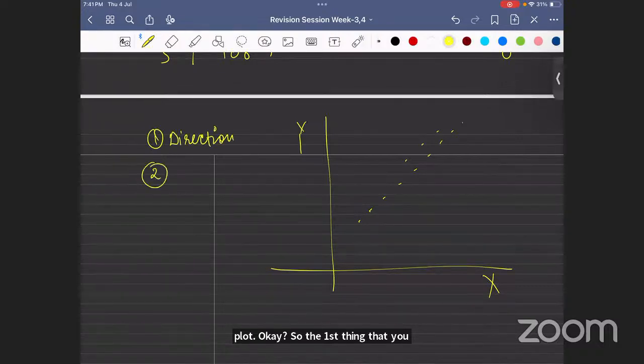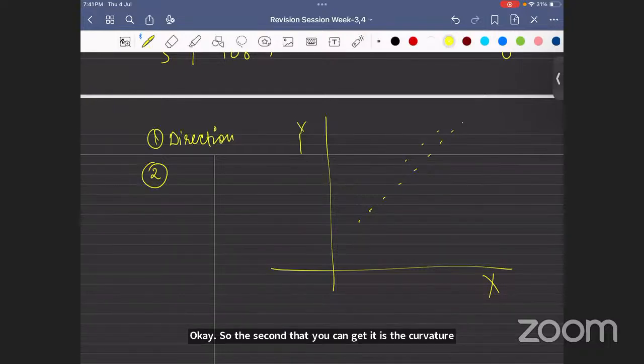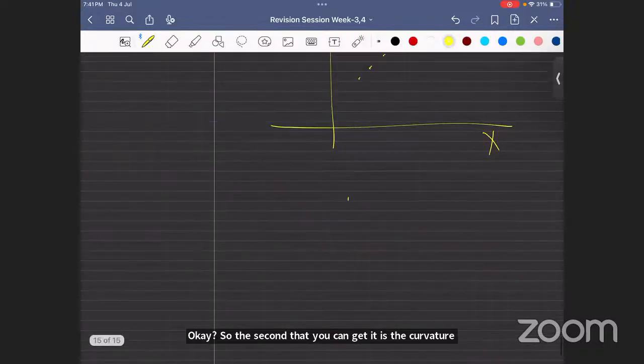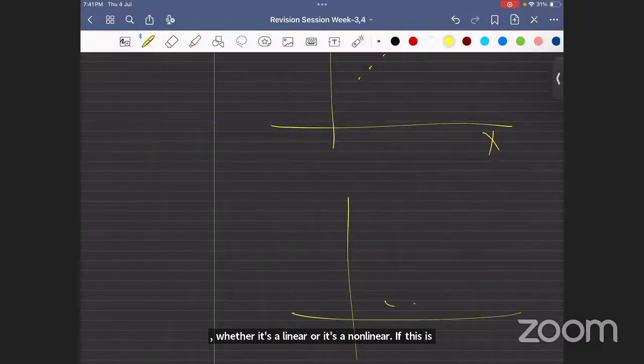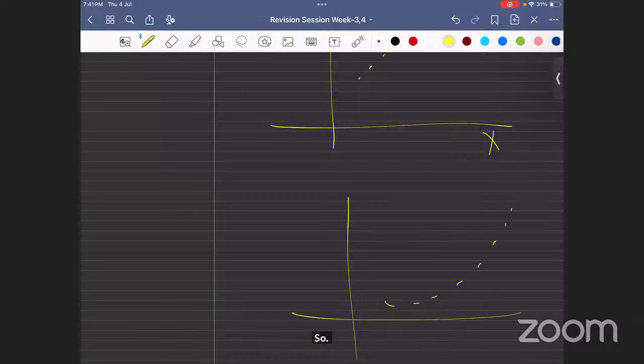The second thing you can get is the curvature, whether it's linear or non-linear. If it is in the form of this, you can say that this is linear. But if you have data points like this, then this is not linear. So the curvature also you can get an idea of from the scatter plot.